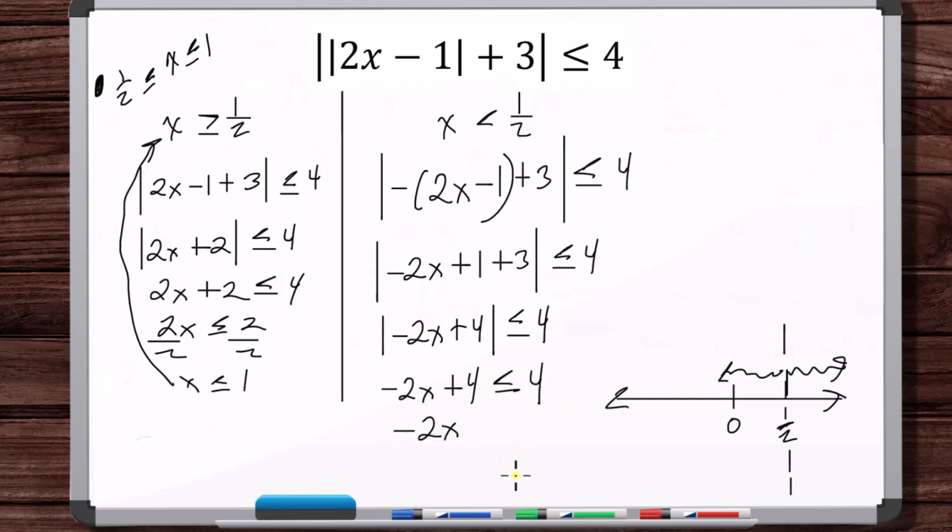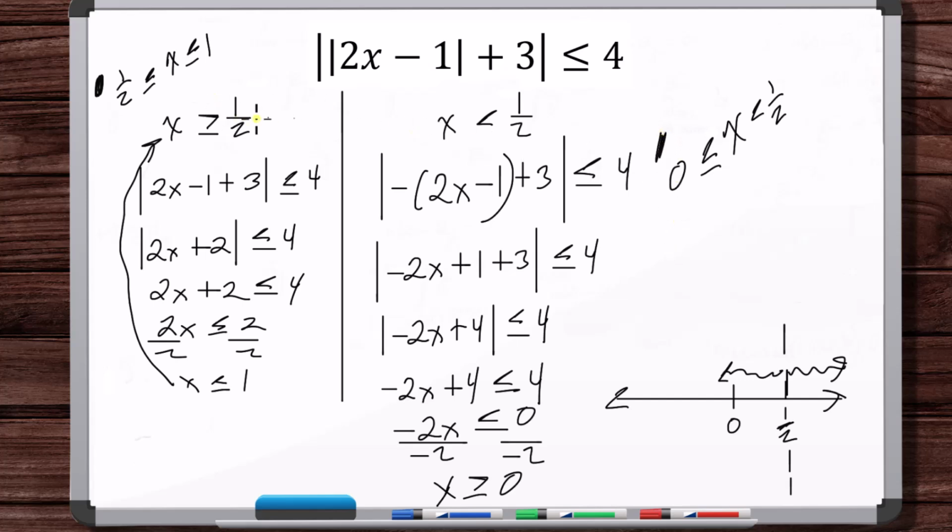Okay, now subtract 4 from both sides. Now divide both sides by negative 2. We want to flip the inequality. Okay, so x is greater than or equal to 0. Where does that overlap now with x is less than 1/2? So we have x is less than 1/2 and x is greater than or equal to 0. Those are more solutions.